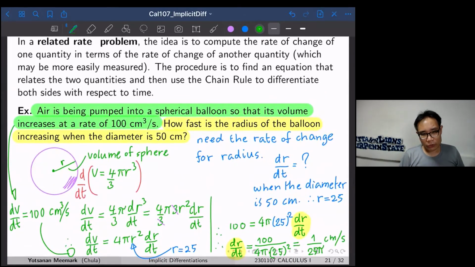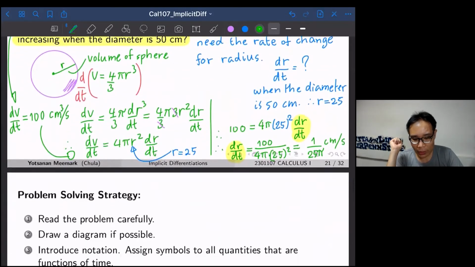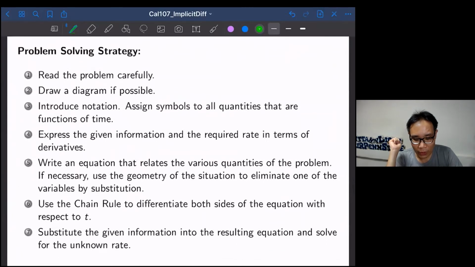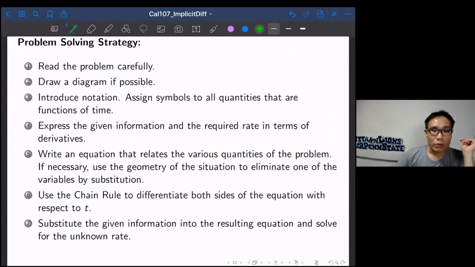We read the question. We find the relationship between the variables that the question gives you, and you differentiate implicitly both sides with respect to the time t, okay? And you use the chain rule. So we combine every knowledge that we studied before, okay? So we have the problem strategy as follows.